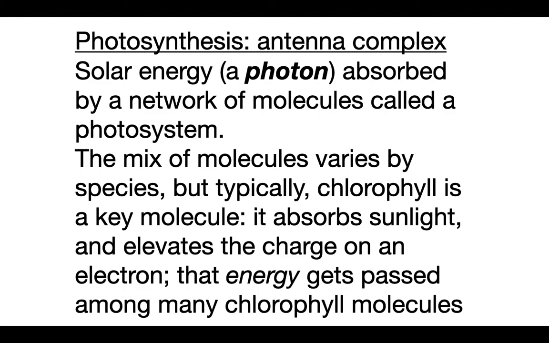They're depending on other pigments to absorb sunlight. But chlorophyll is by far the most common, and that's why most plants have green leaves that absorb sunlight, bouncing off the green light only. And then that sunlight, the photons from that sunlight, elevates the charge on an electron. So that electron becomes more energetic than the other electrons around it.